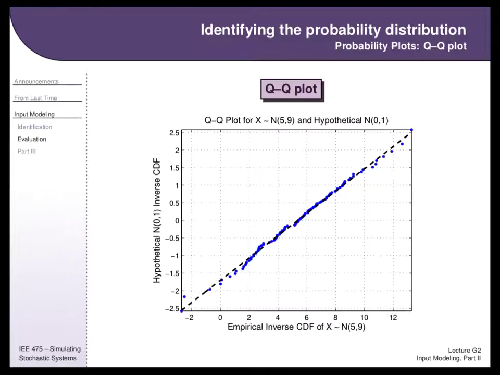Here's an example where I drew data from a normal with a mean of 5 and a variance of 9, and then I used a hypothetical standard normal. So the mean and variance are totally different. But when I plot them on the QQ plot, they land right on this line. And that line indicates that it's probably a pretty good fit.